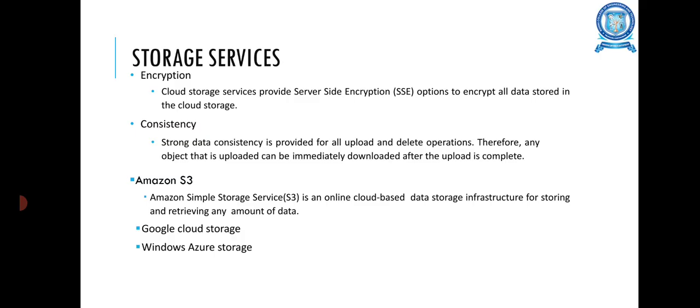Then next one is Amazon S3. Amazon S3 defines a bucket name as a series of one or more labels separated by a period. That means the bucket name has the following rules. The bucket name can be between 3 to 63 characters. Amazon S3 is an online cloud-based data storage infrastructure for storing and retrieving any amount of data. It contains some instructions and restrictions.